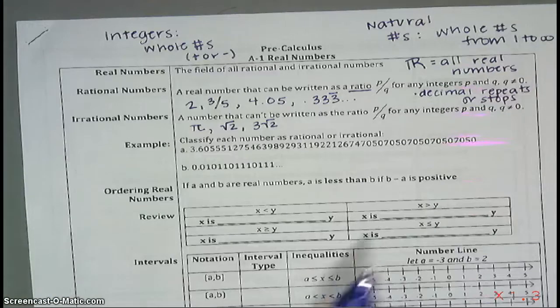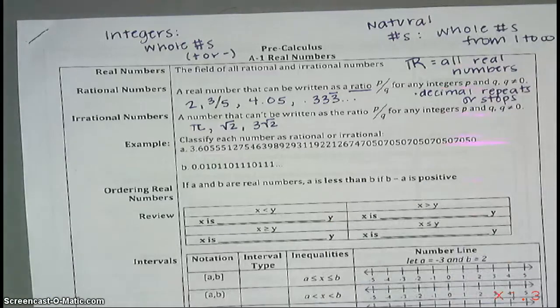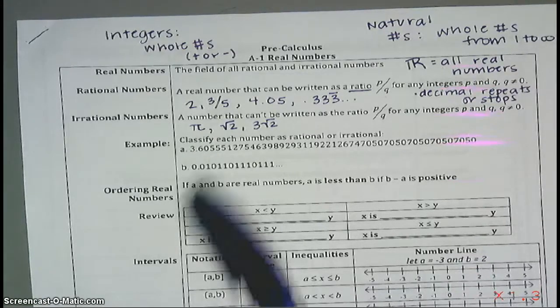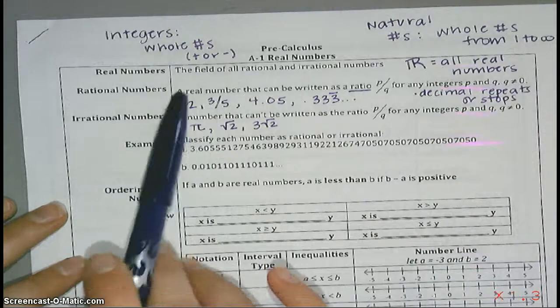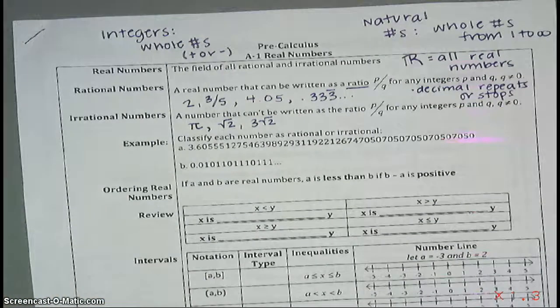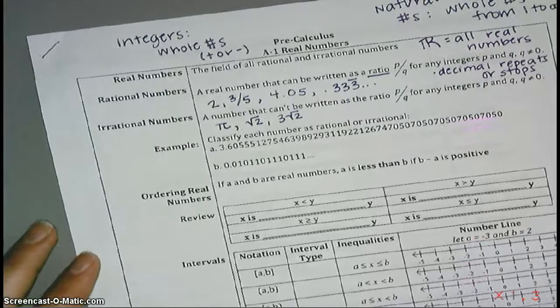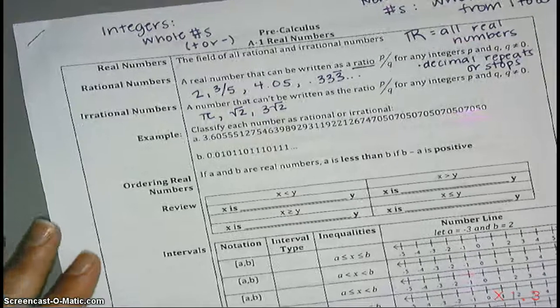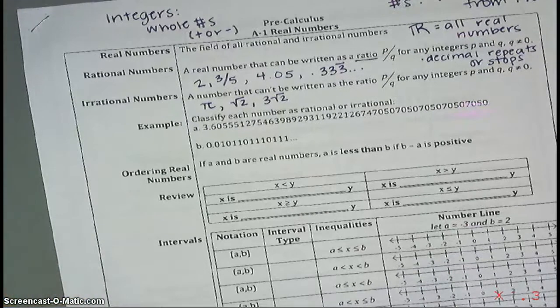So in the book, they're going to have you classify a whole bunch of numbers as irrational, rational, integers, or natural numbers. You can have numbers that are both rational and natural. For example, 2 would be that. 2 is also an integer. So sometimes numbers can fit into multiple categories. Awesome. Okay.